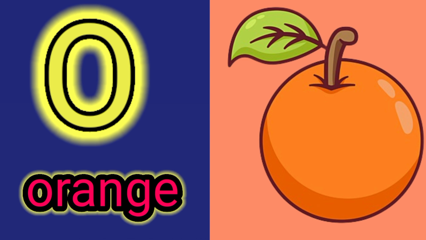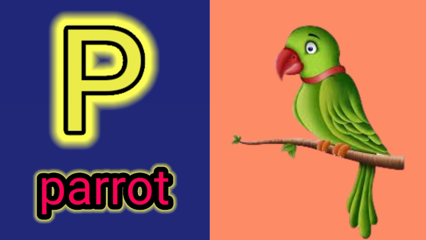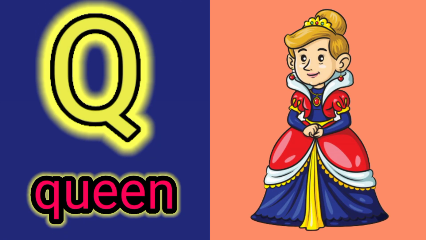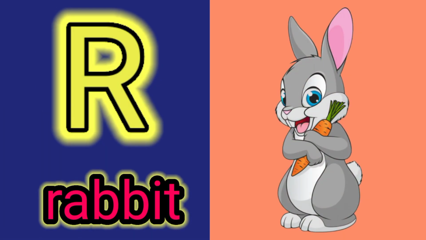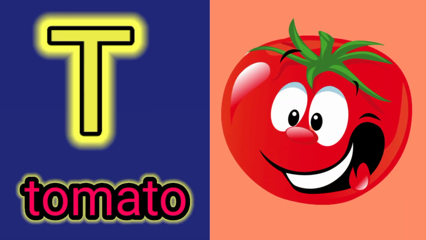O for orange. P for parrot. Q for queen. R for rabbit. S for sun.